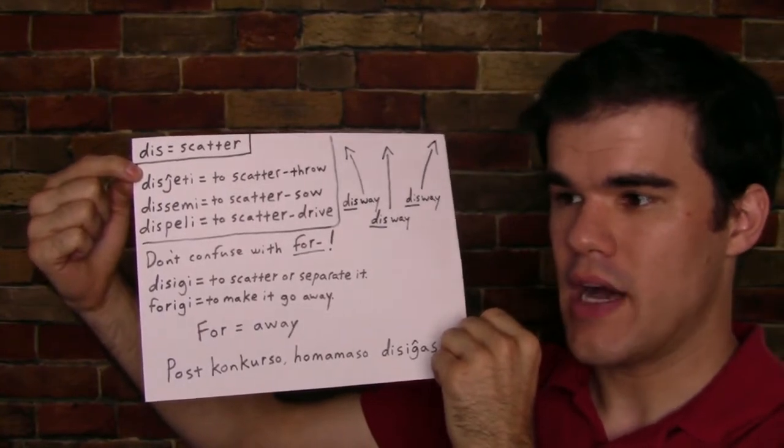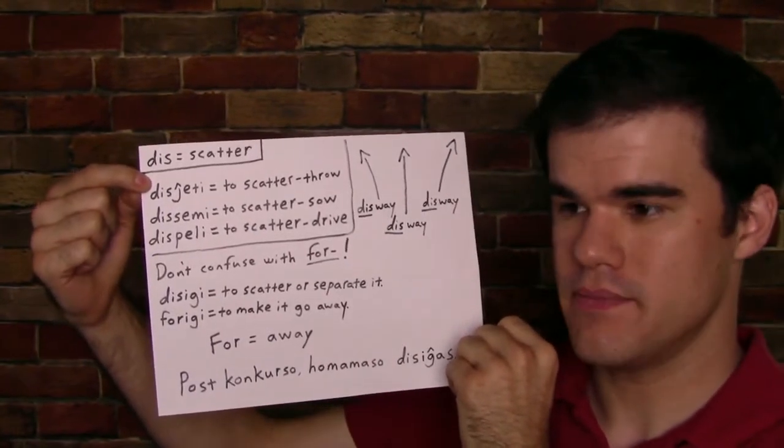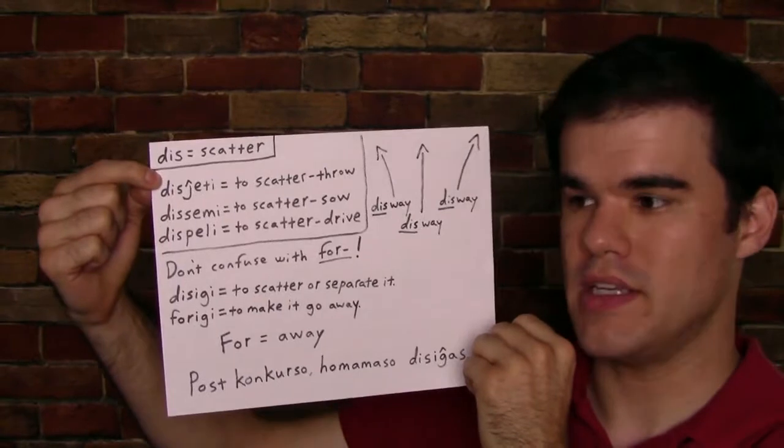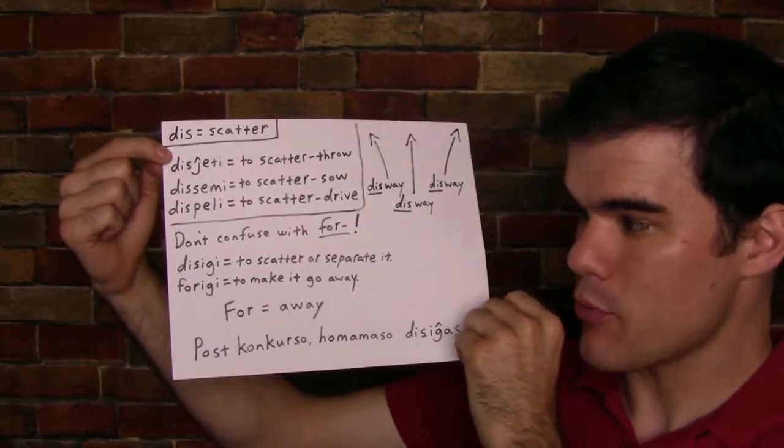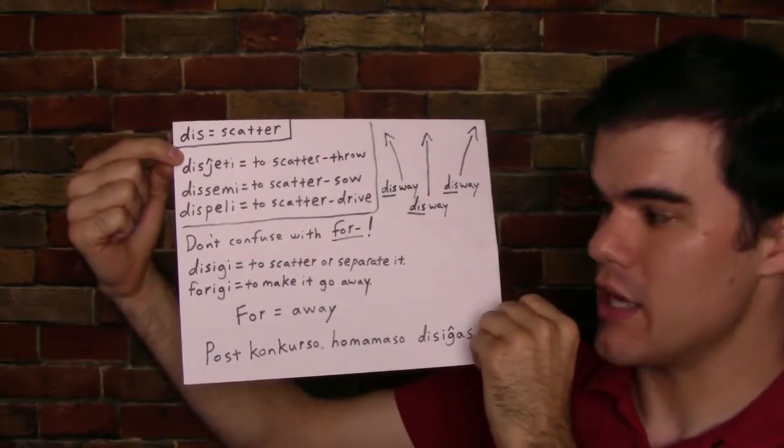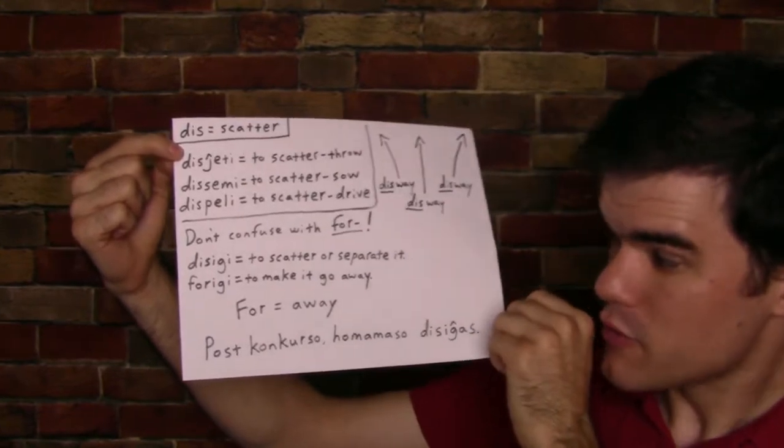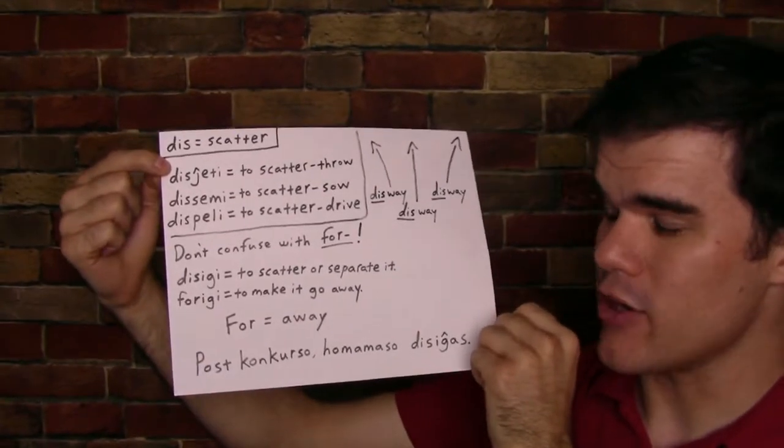Whereas if I had a whole pile of cell phones and I threw them in different directions or I set them in different places, then I separated them. I disigis the cell phones. Does that make sense? Great. So for is away, dis is to scatter.